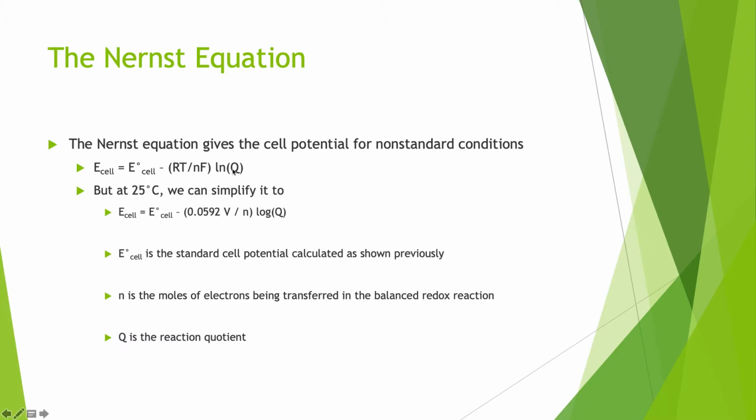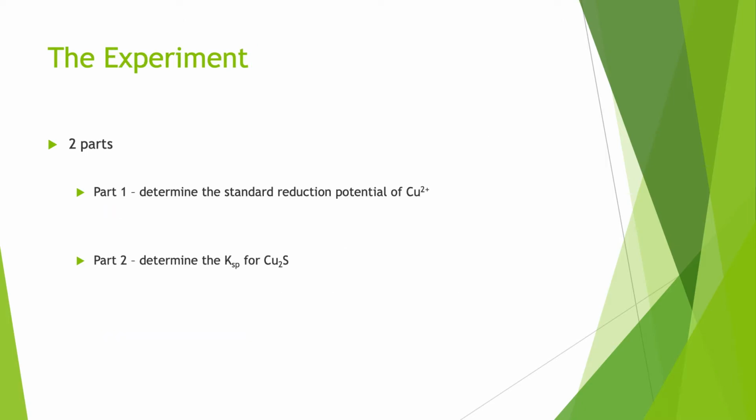In the second part of the experiment, we'll be trying to find Q out of this equation. So we're going to measure E cell, we can calculate the standard cell potential, and we're going to solve for Q. We'll use this Q to find Ksp for copper sulfide, as the second part of the experiment is going to do. So these are our two goals: finding the standard reduction potential of copper 2+ and eventually finding Ksp for copper sulfide.